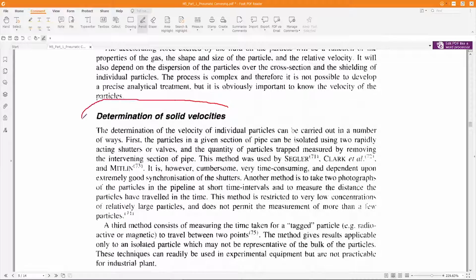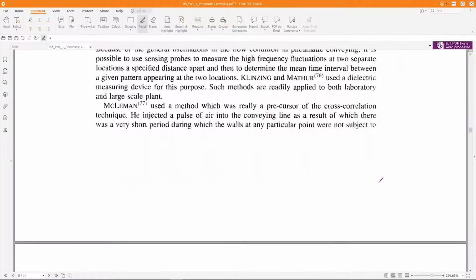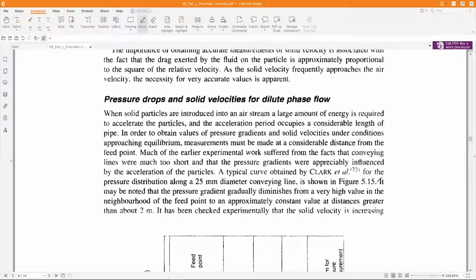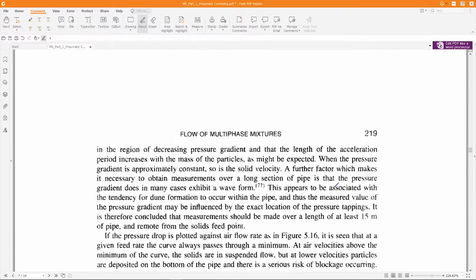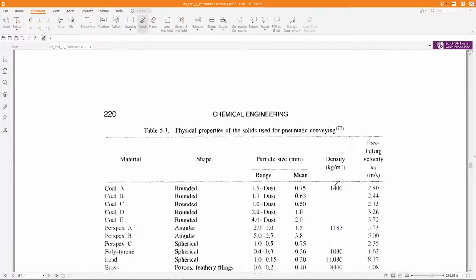Next, how to determine the solid velocity of the particle. During horizontal transport, air is flowing at some velocity. So how will you determine the velocity of this solid particle? We have certain correlations, called correlations because these equations are obtained by doing experiments by some scientists. Okay, we will come to this point later.